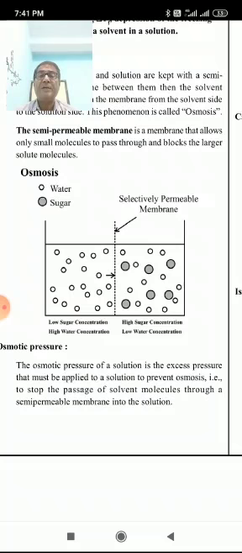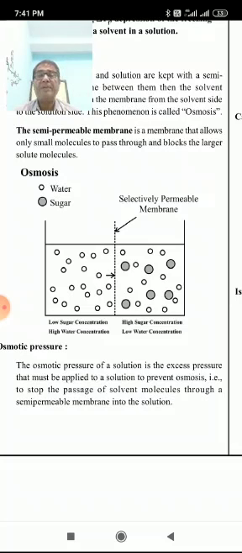Osmosis is the flow of solvent particles from a pure solvent to a solution, or the flow of solvent particles from a solution of low concentration to a solution of high concentration through a semi-permeable membrane.